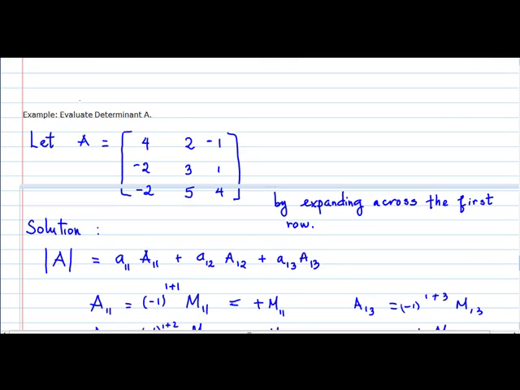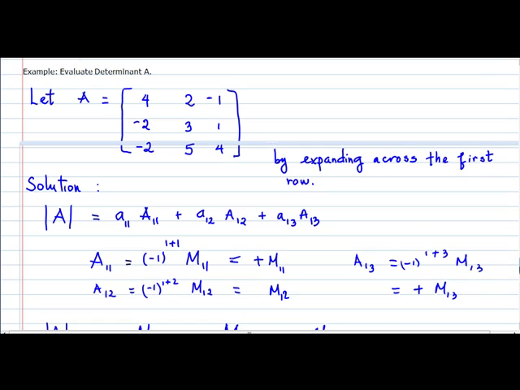In this example, I'm going to show you how to evaluate determinant A by expanding across the first row. And this method works no matter where we want to expand. We can expand the second row or third row or first column if we want. But for this particular example, we want to expand across the first row instead.